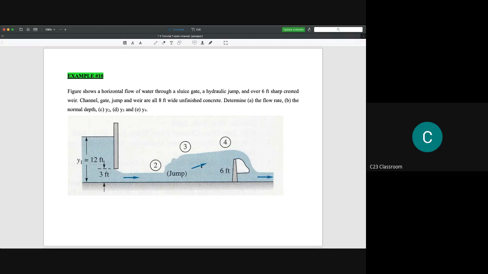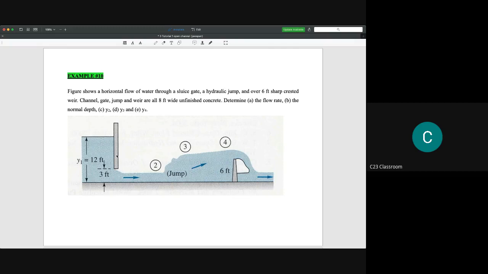Then we have a crested weir. I think there are notes related to the crested weir too. And then the jump, unfinished concrete and so on, and we need to calculate the flow rate, the normal depth, the Y here, Y2, Y3 and Y4. Okay, so what is the story here?